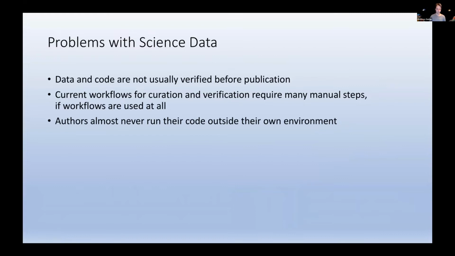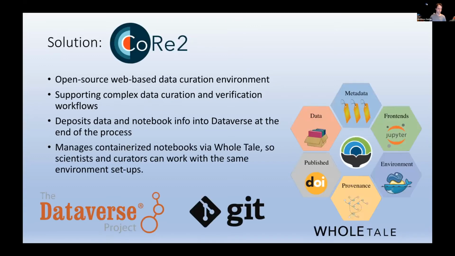So there's some problems with science data. Data and code are not usually verified before publication. Current workflows for curation and verification require many manual steps, if workflows are even used. And authors almost never run their code outside their own environment. Environments have always been created manually by tech staff, and communication takes place through email. Even when you're trying to do these workflows, there's a lot of manual work that needs to happen. So anyways, we have a solution.